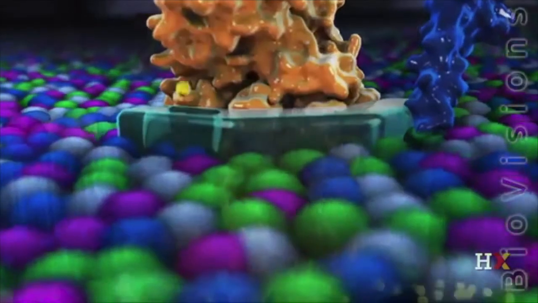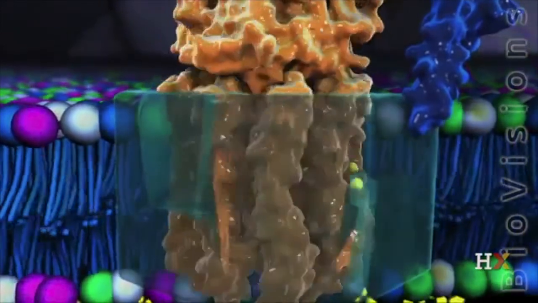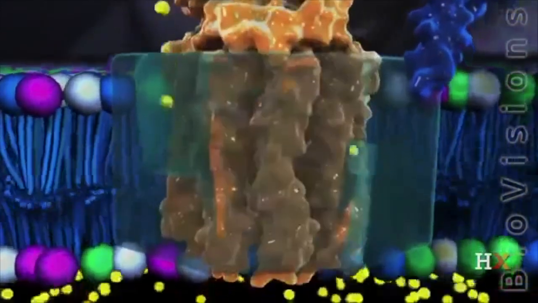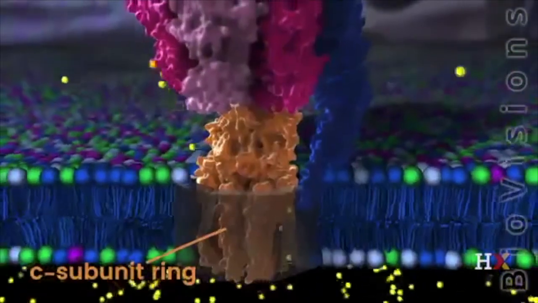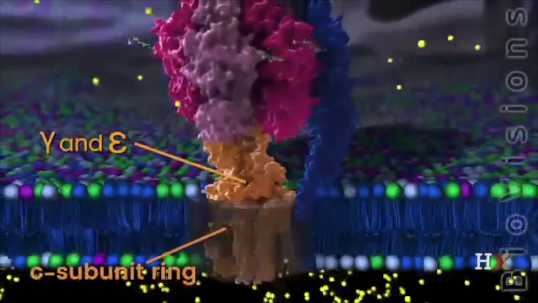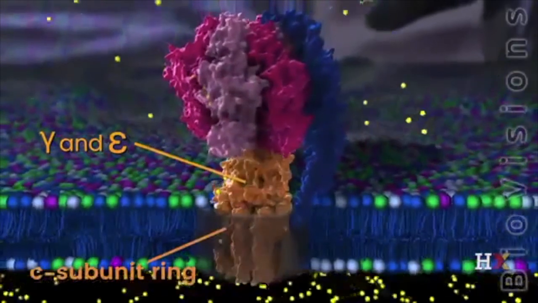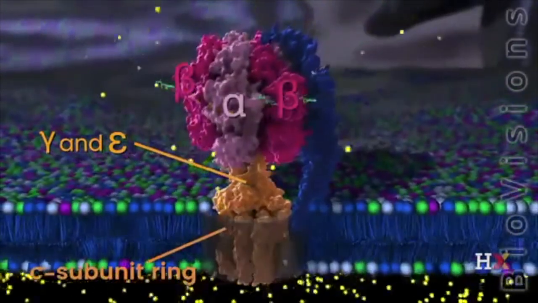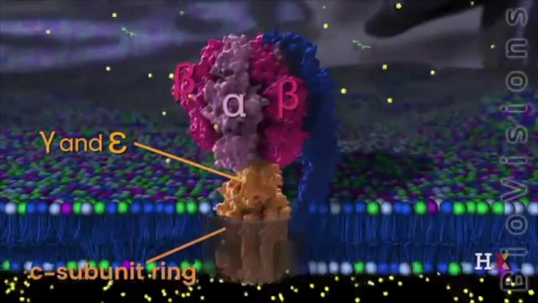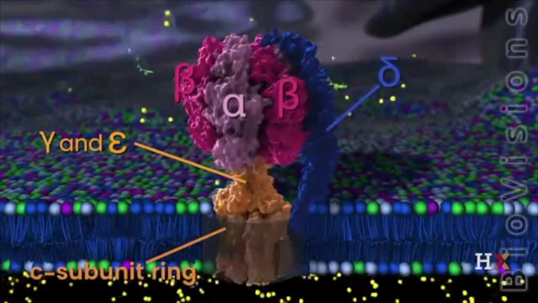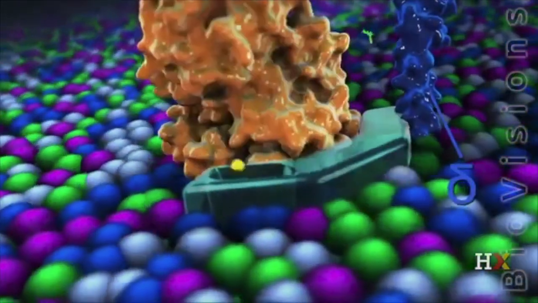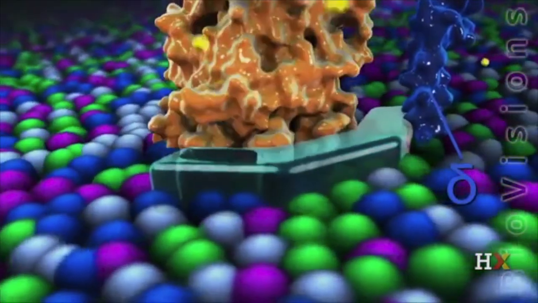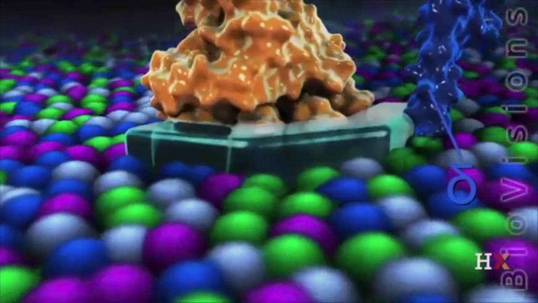The rotating C-ring is composed of 8 to 12 copies of the C subunit. The protons pass through a channel that is formed at the interface of the C-ring and the A subunit of the F0 complex. When the C-ring rotates, the gamma and epsilon subunits rotate along with it. However, as I mentioned before, the alpha-beta hexamer of F1 does not rotate because it is anchored by the delta subunit. The delta subunit is in turn bound to the B subunit, which is embedded in the inner mitochondrial membrane.